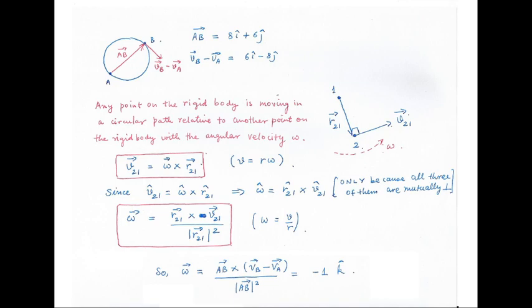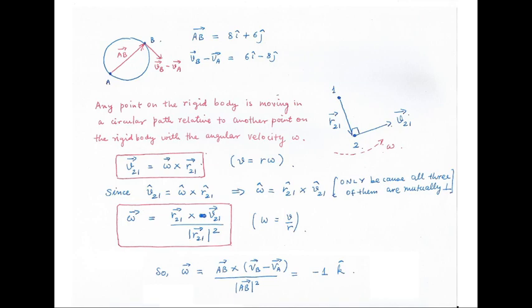If I took the other version of AB, which is the minus 8 minus 6 version, I would have gotten omega equal to plus 1 k cap. So I get two versions of the situation, which both fit the given information, because we are only given VA and VB. There are two possibilities, and one of them is a clockwise rotation, and the other is an anti-clockwise rotation.